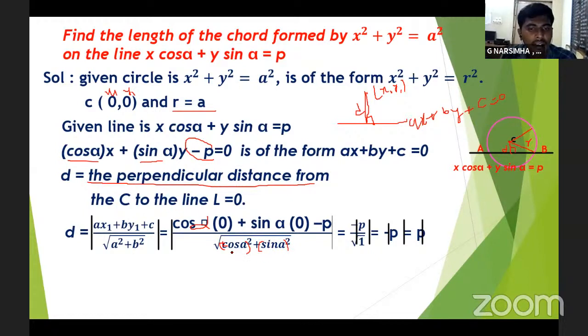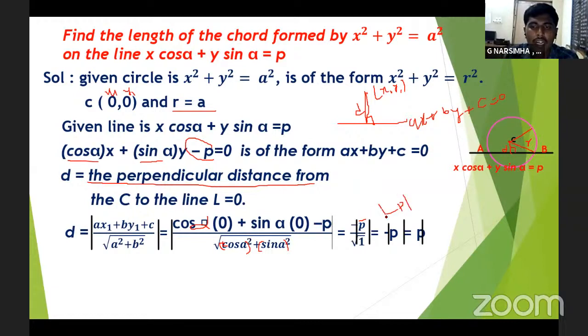As you know already, cos square alpha plus sin square alpha is 1 because it's a trigonometrical identity. Cos square theta plus sin square theta is 1. Therefore, here 0 into cos alpha is 0, 0 into sin alpha is 0, 0 plus 0 minus p, that is minus p by root over 1. Minus p by root over 1 is nothing but modulus of minus p.